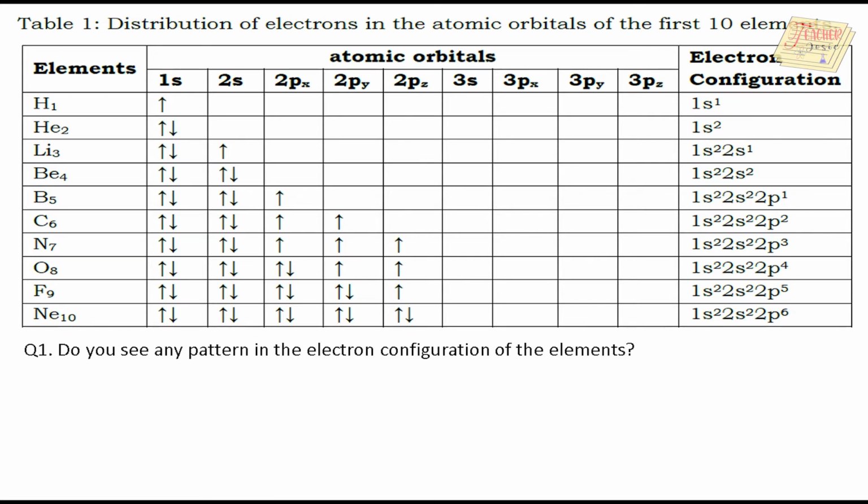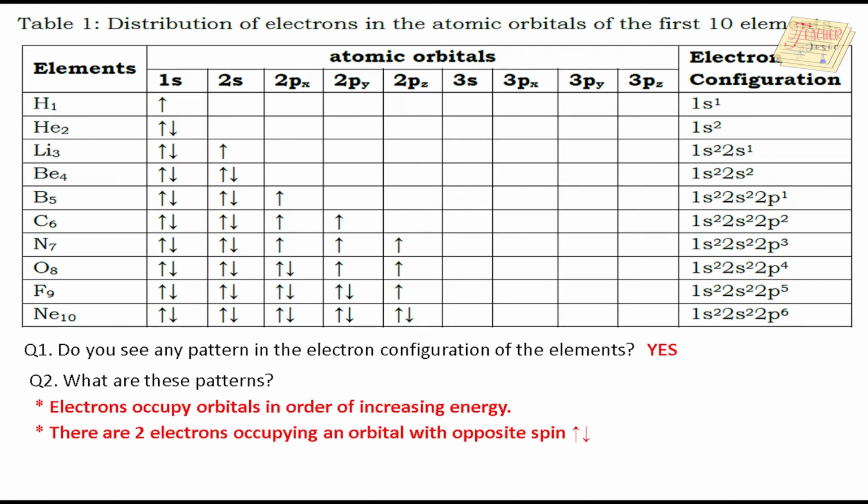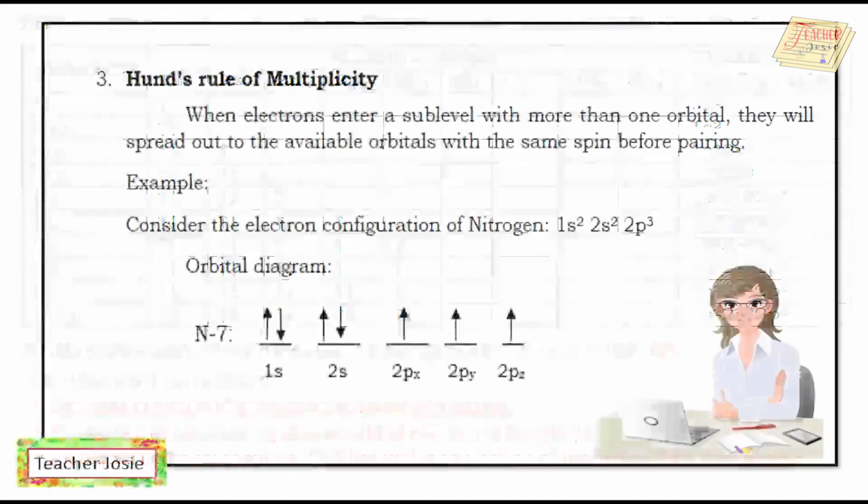Do you see any pattern in the electron configuration of the elements? Yes. What are these patterns? Electrons occupy orbitals in order of increasing energy. There are 2 electrons occupying an orbital with opposite spin. An orbital in the same sublevel is filled with 1 electron of the same spin before pairing.